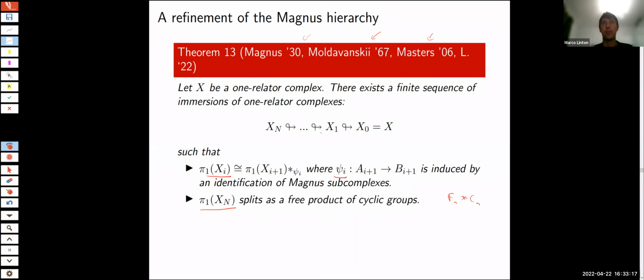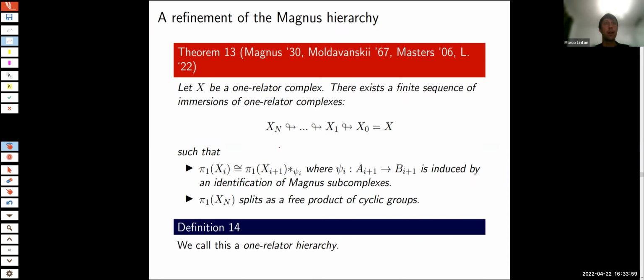And just a word about these maps. Where do they come from? Well, essentially for each one-relator complex, we pick some infinite cyclic cover, KY, and then this X1 will be a subcomplex of this cyclic cover. And then we pick another cyclic cover, take a subcomplex of that, etc. And then all that you need to show is that these subcomplexes induce these splittings, and that this sort of terminates in the end. And so I'll call this hierarchy, or this sequence of immersions, together with these identifications, a one-relator hierarchy.